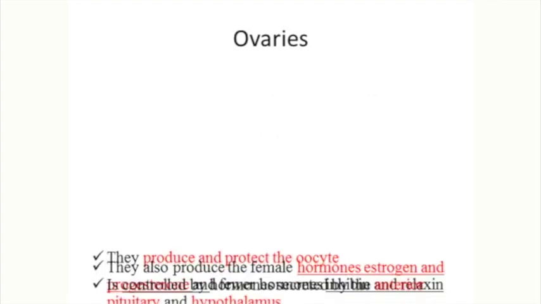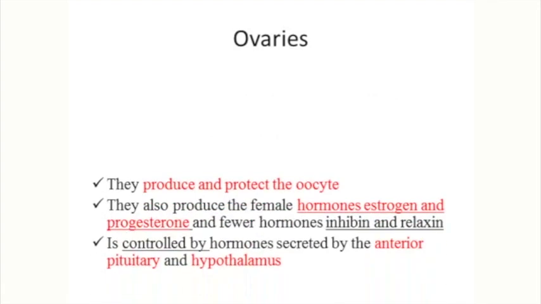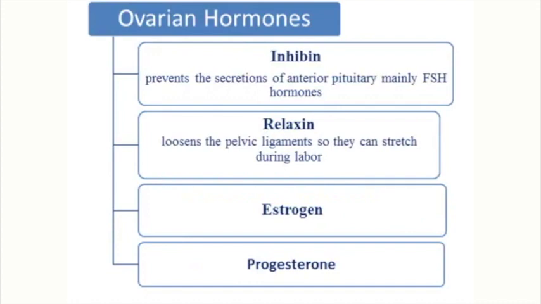The job of the ovary is to produce and to protect the oocyte and produce the female hormones, and the secretion of the ovaries, the hormones secreted by the ovaries, are controlled by the previously mentioned endocrine glands, the anterior pituitary and the hypothalamus. In this slide, we're going to see the 4 hormones secreted by the ovary: inhibin, relaxin, estrogen, and progesterone.